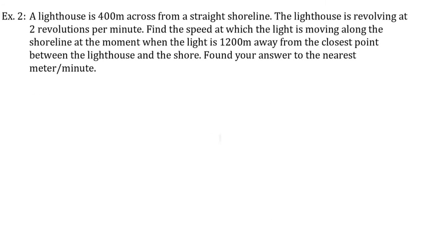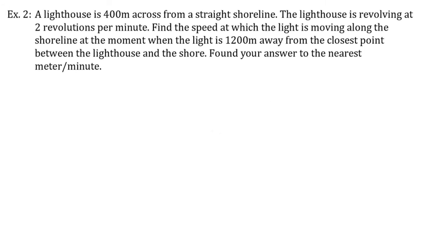Okay, let's take a look at one more. A lighthouse is 400 meters across from a straight shoreline. The lighthouse is revolving at 2 revolutions per minute. Find the speed at which the light is moving along the shoreline at the moment when the light is 1,200 meters away from the closest point between the lighthouse and the shore. Round your answer to the nearest meter per minute.